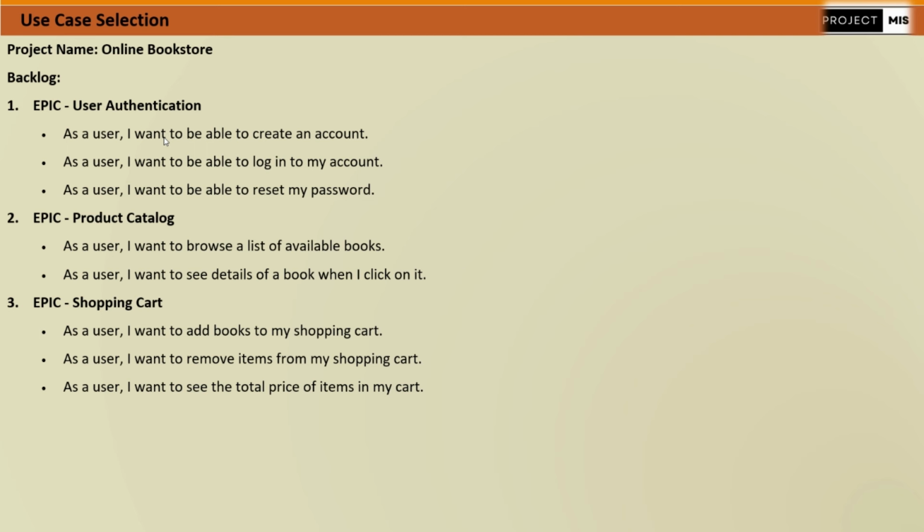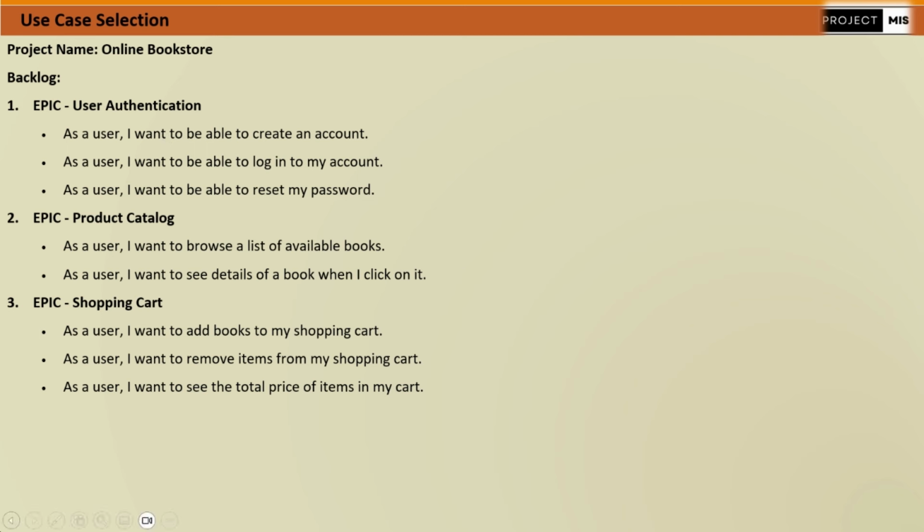The second epic is about the product catalog. For any online store, in this particular case a bookstore, the first task will be to show all the books available for this store. And when any of the books is chosen, then we have to show the details pertaining to that selected book. So the second epic talks about the product catalog.